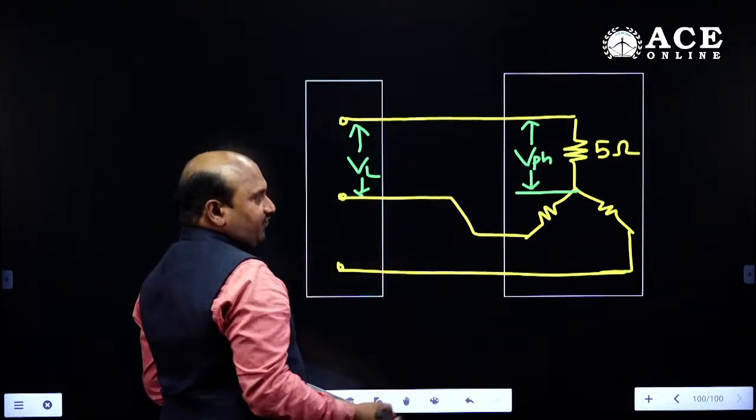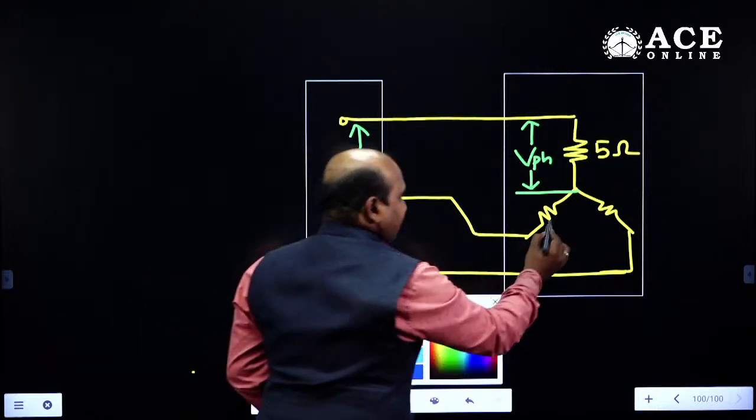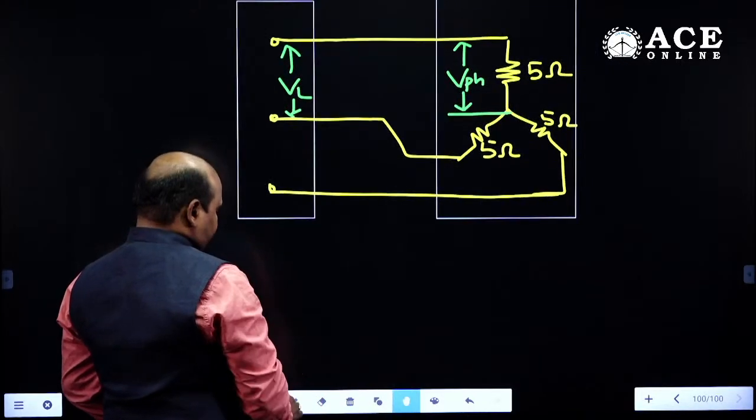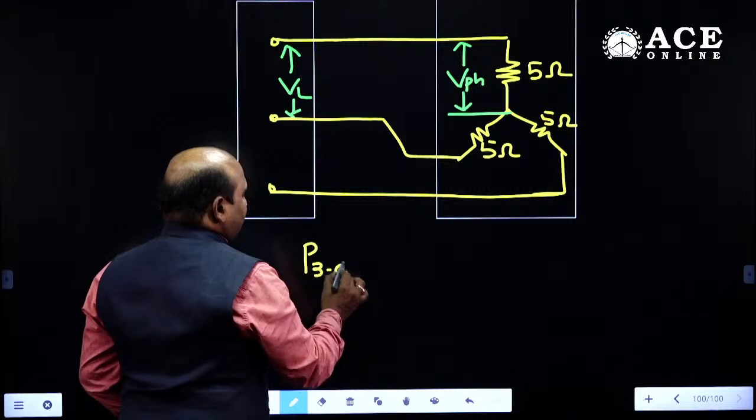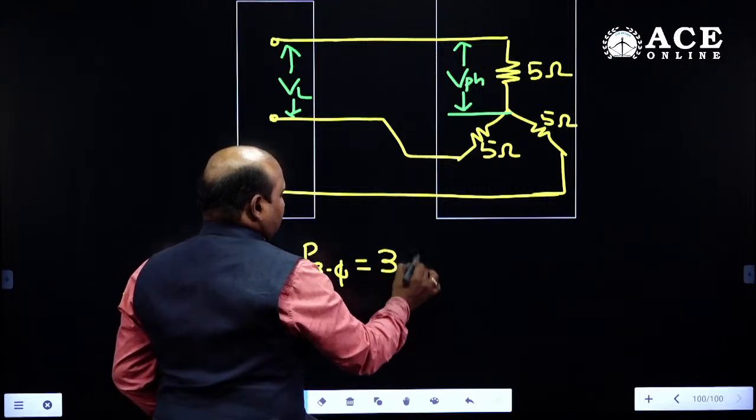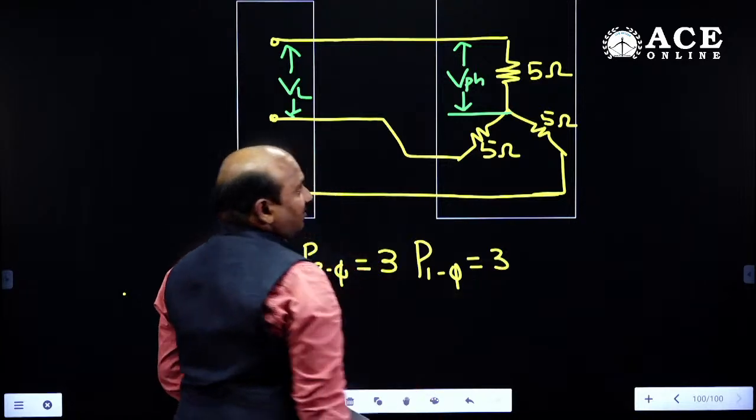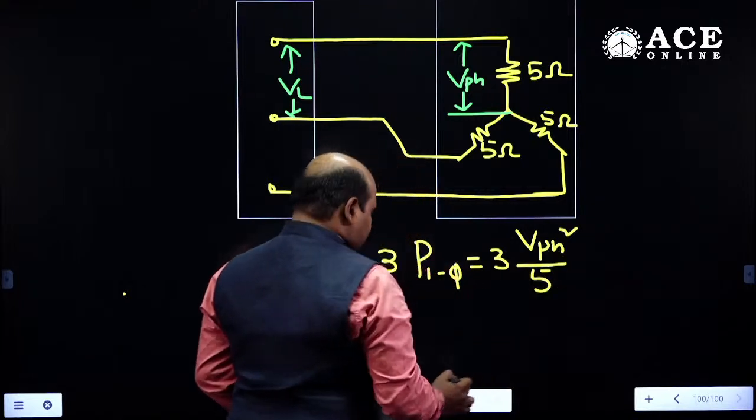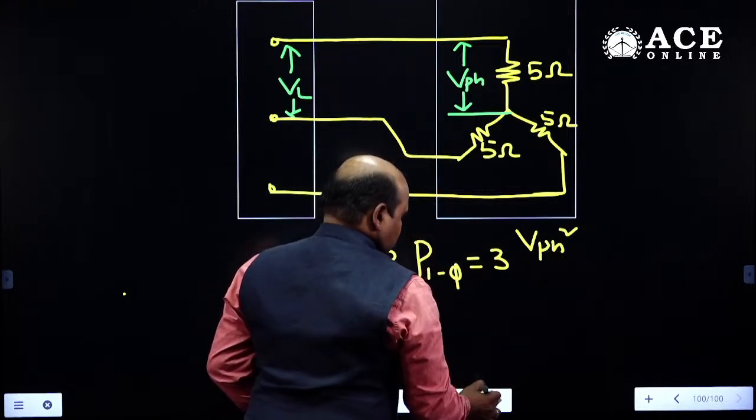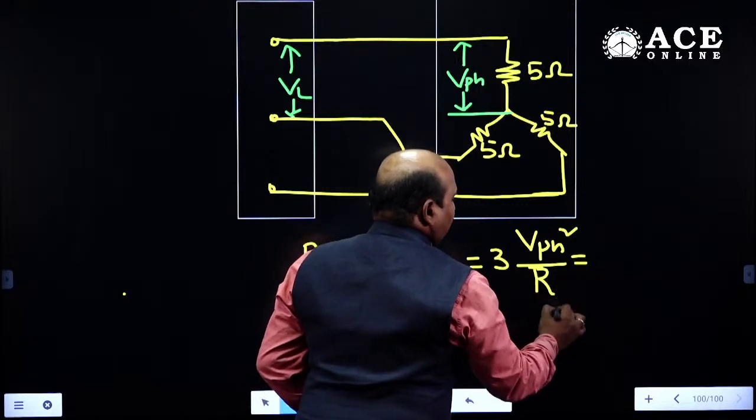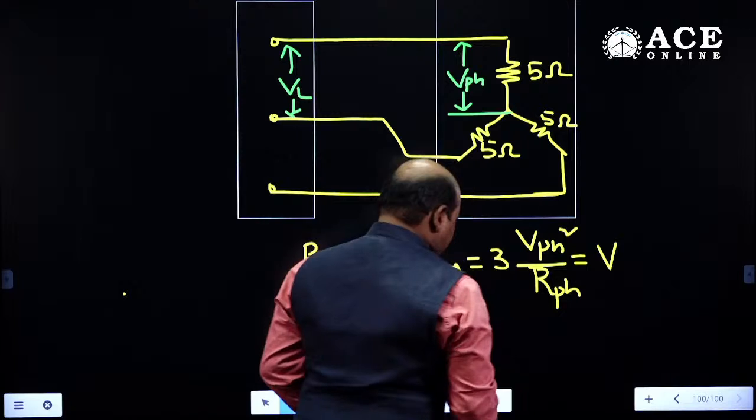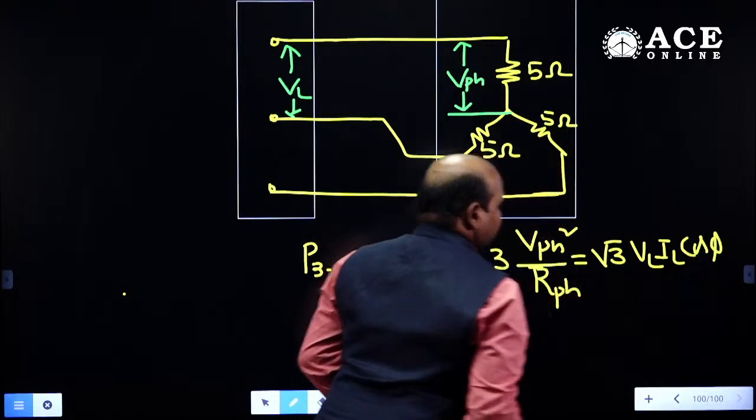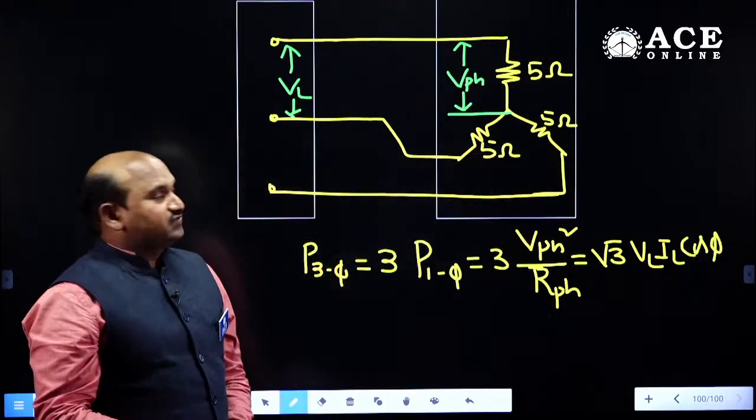Now if you want to get the total output power, then directly I can take P 3 phase is equal to 3 times single phase. This is very simple, 3 times single phase. Single phase means V phase square by R. Why am I using this formula? This formula is equal to root 3 times VL IL cos phi. No doubt in that. Now according to the given data, I am using this formula.